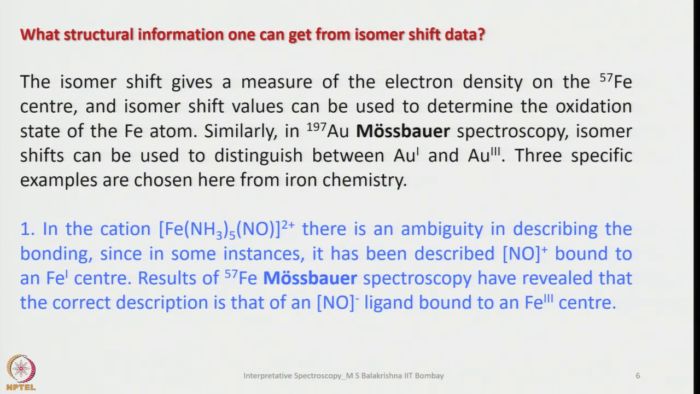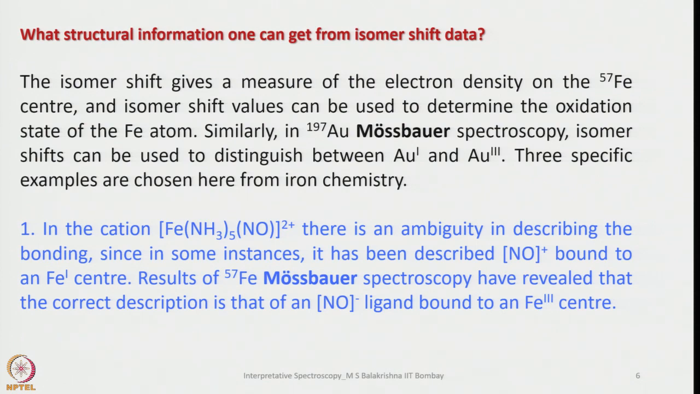Three specific examples I have chosen here from iron chemistry to explain both isomer shift and also to get structural information. For example, in the cation pentaammine nitrosyl iron 2+, there is an ambiguity in describing the bonding, since in some instances it has been described as NO plus, nitrosyl cation, bound to an iron 1 center. Because if you take an iron 2 center and add a nitrosyl group, what happens? It immediately donates one electron that is present in the antibonding orbital, because if you count electrons, 11 electrons are there in the valence shell, so one will be in the antibonding orbital.